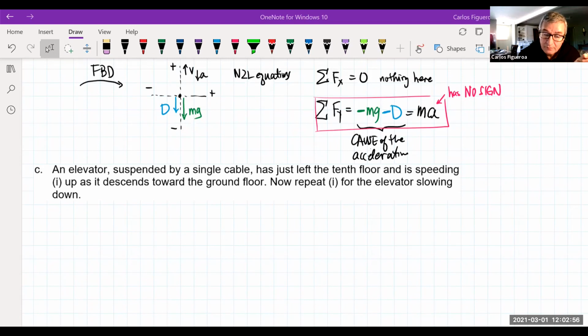The elevator. So you could imagine I have an elevator, right? Here's my elevator. And maybe we have somebody standing in the elevator, right? So here's our person. And it says that we have a single cable. So I imagine that this is the cable right here.